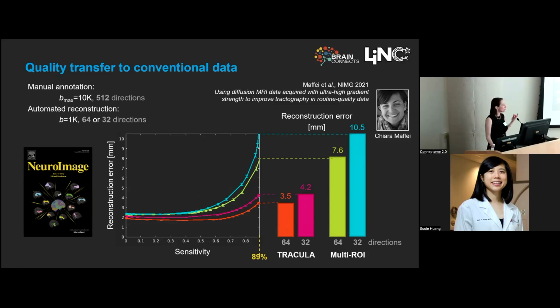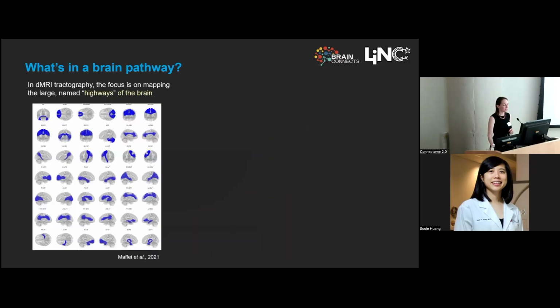So if you're thinking, why should I collect data on a Connectome scanner if I don't have one at home and I'm not going to scan my subjects on a scanner like that, this is one approach to leverage data from one of these unique scanners to improve the analysis of routine quality data.